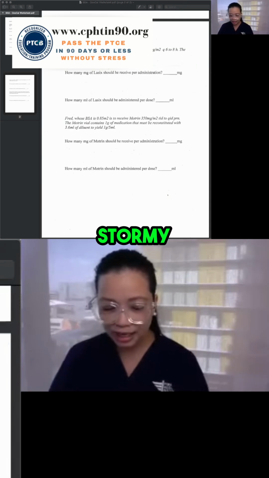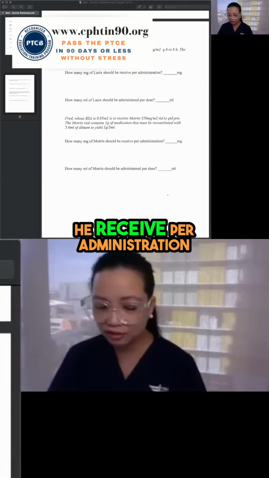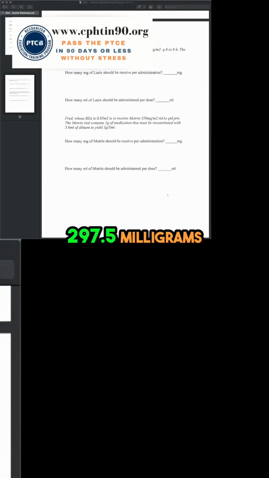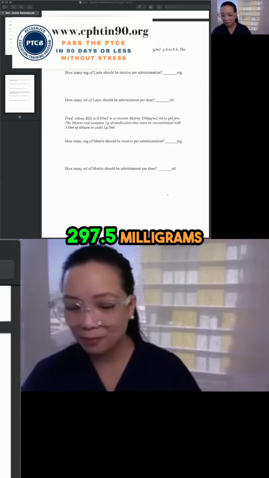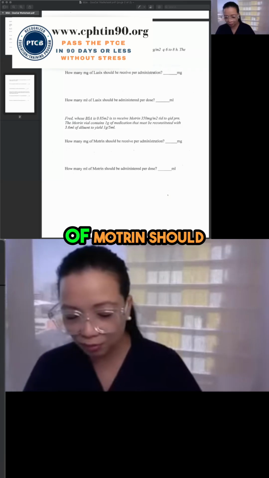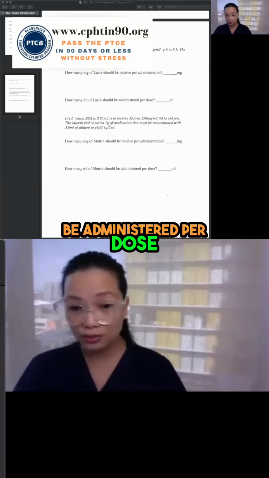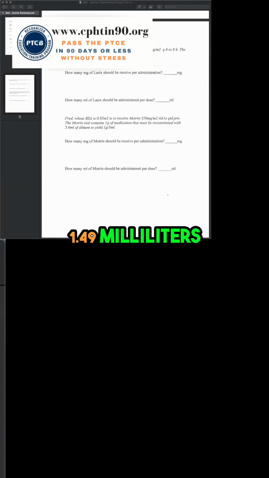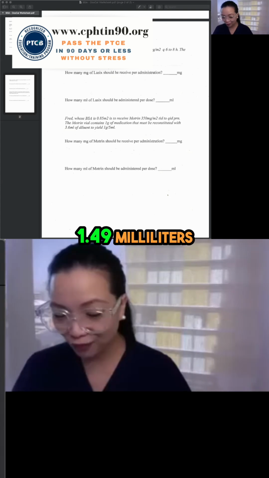Let's move on, Stormy. How many milligrams of Motrin should he receive per administration? 297.5 milligrams. Correct, 297.5 milligrams. Okay, how many milliliters of Motrin should be administered per dose? 1.49 milliliters. Correct, 1.49 milliliters.